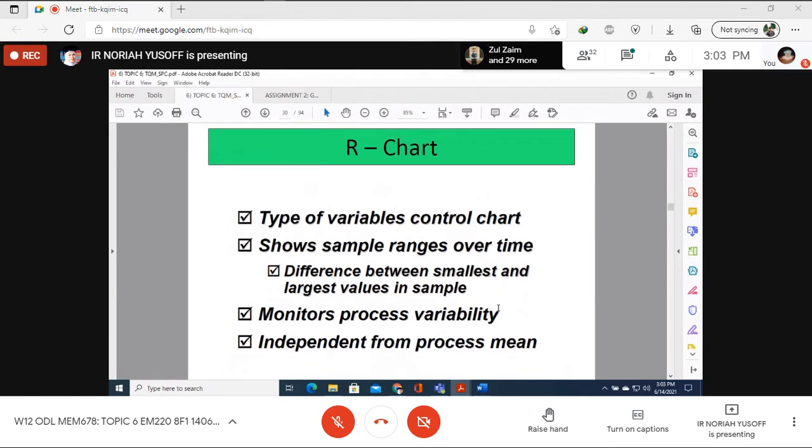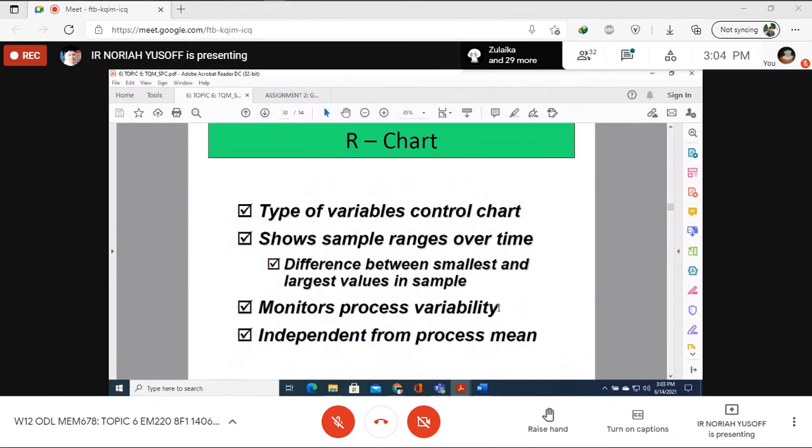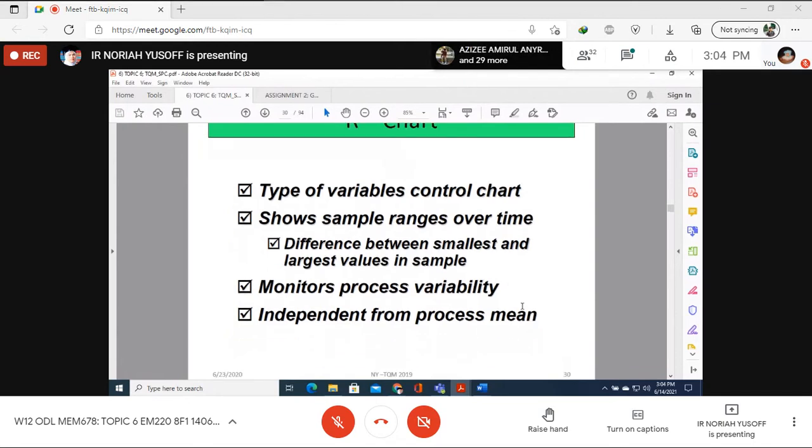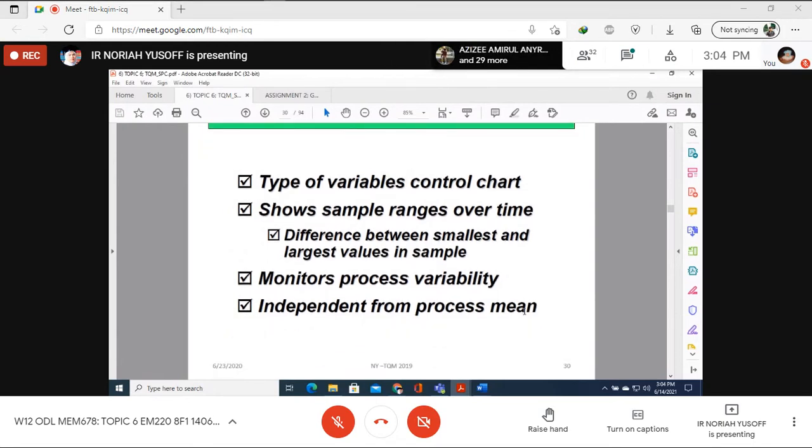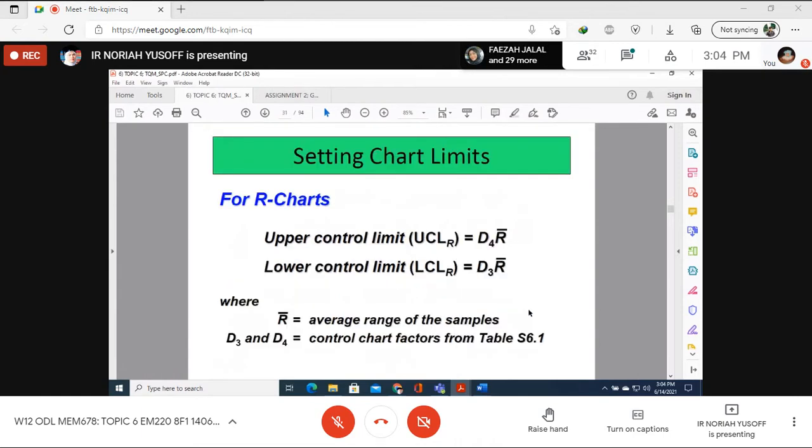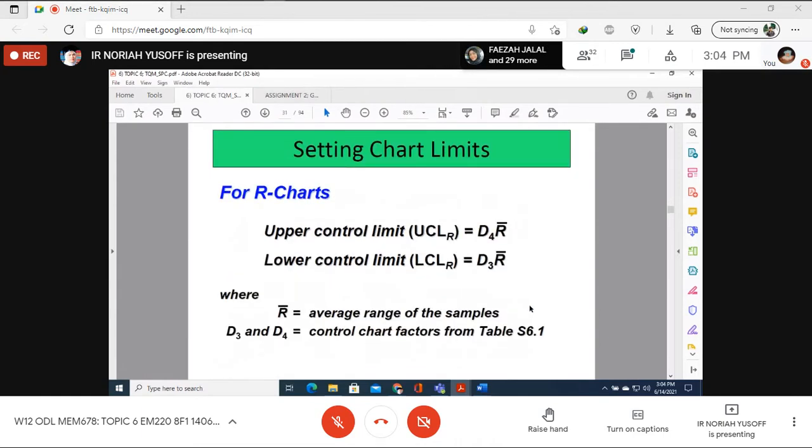Now let's look at the R chart. This type of variable control chart shows, for example, ranges over time. It monitors the process variability, the variation, independent from the process mean. It does not include the process mean; you monitor it on its own. But it helps you to make the decision. So how do you calculate the R bar value, and how do you plot the upper control limit and lower control limit?